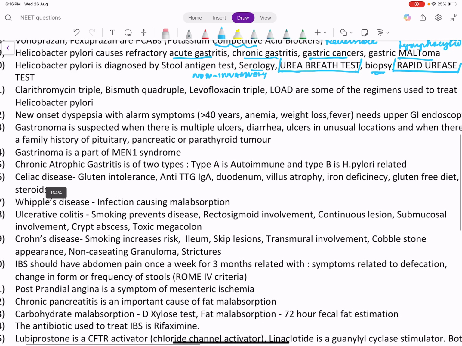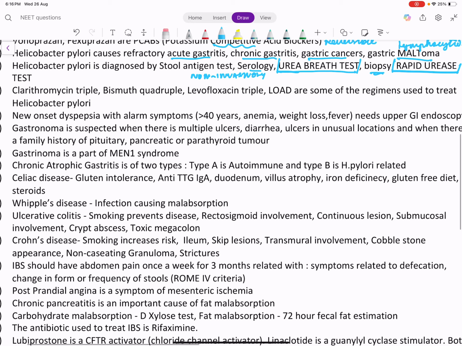How will we treat Helicobacter pylori? There are so many regimens. Few common named regimens are clarithromycin triple, that is a PPI plus clarithromycin plus amoxicillin. Bismuth quadruple, where bismuth comes and metronidazole comes. Levofloxacin triple. LOAD is also levofloxacin, and doxycycline will be given there.